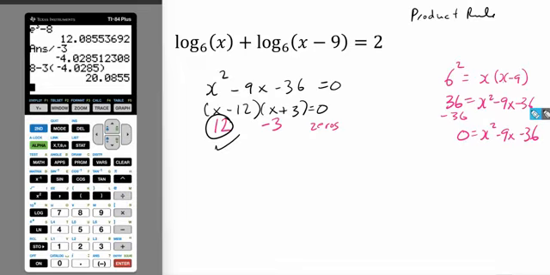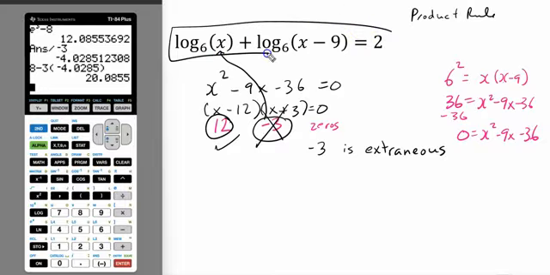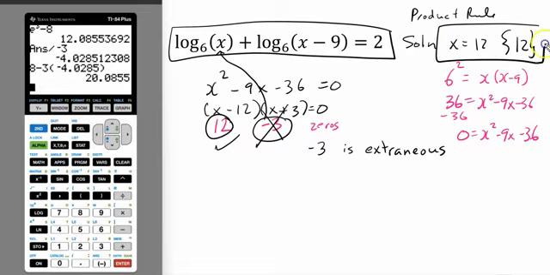But now, if x is negative 3, you can see that's not going to be allowed because this argument, what's inside the parentheses, will not be positive. So negative 3 is called an extraneous solution. So negative 3 is extraneous, and you have to reject extraneous solutions. So my solution to the original problem is x is equal to 12, or the solution set is 12. You do not include extraneous solutions.